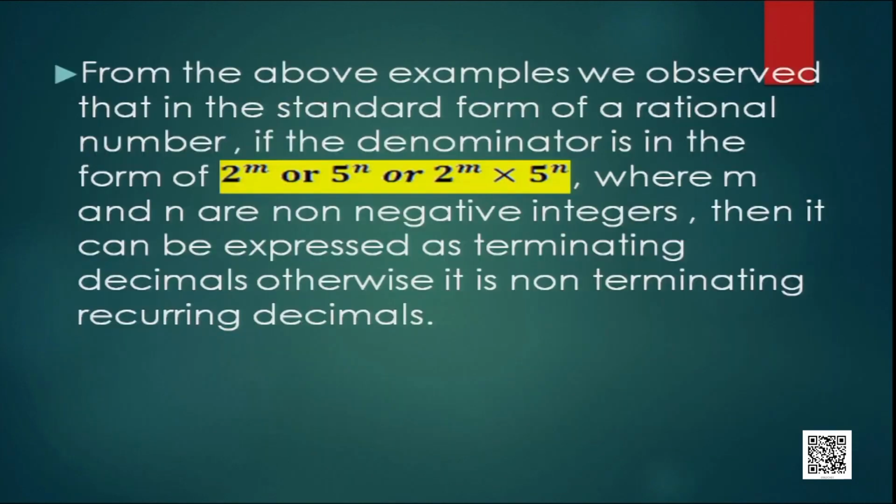From the above examples, we observed that in the standard form of a rational number, if the denominator is in the form of 2 to the power m or 5 to the power n or 2 to the power m into 5 to the power n, where m and n are non-negative integers, it can be expressed as a terminating decimal. Otherwise, it is a non-terminating recurring decimal.